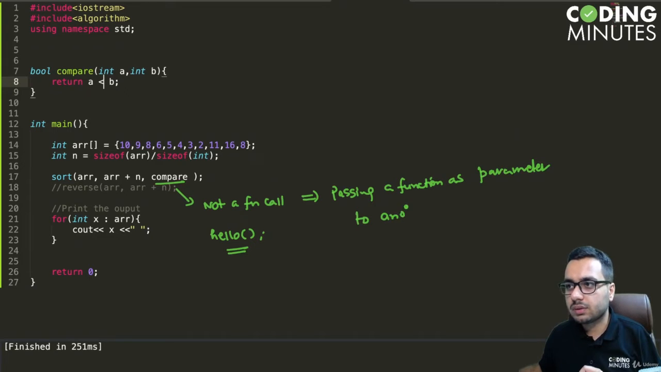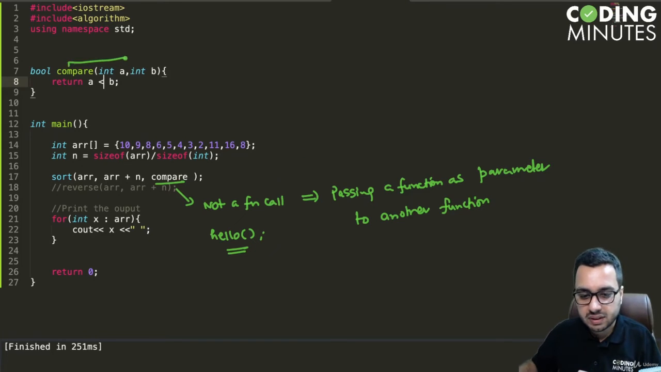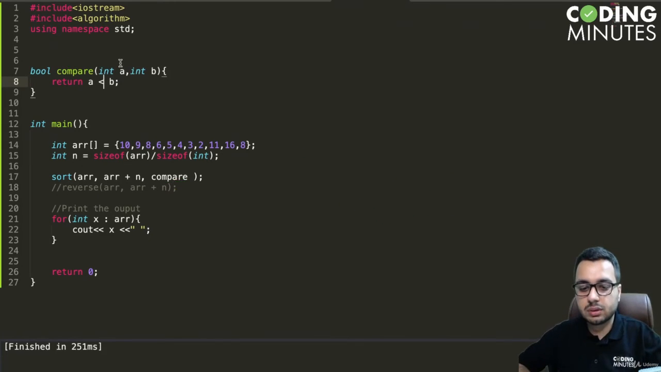Okay, so the inbuilt function is defined in such a manner that it can accept a function as a parameter, and it is an optional parameter to another function. Okay, and this compare function basically controls how we should do the comparison.